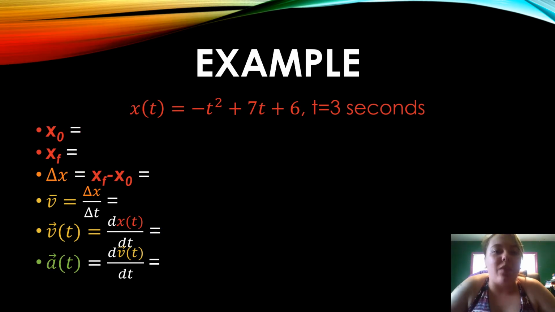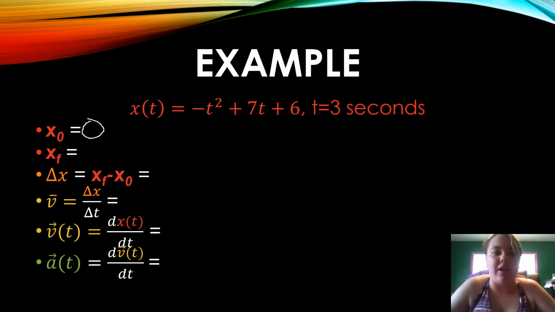Say we throw a ball through the air, and the position of this ball can be represented by the function negative t squared plus 7t plus 6. So that's our position function. From this information, we can find all the other variables listed on the screen. So let's start with our initial position. We're going to state that our initial position is 0. We're going to define our system in that manner.